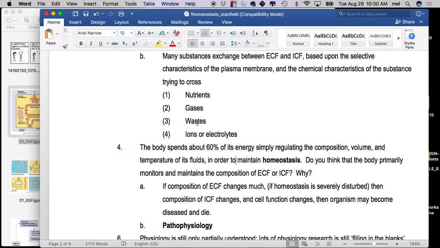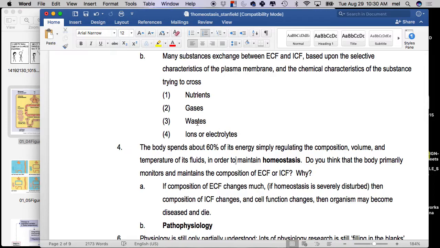Anybody want to hazard a guess as to what the body is really, really tightly controlling? Go ahead. ECF. Anybody want to hazard another one? It is the ECF. Now, there are conceptual reasons that you might guess ICF, right? Because it's pretty important to maintain the homeostasis of the cell.